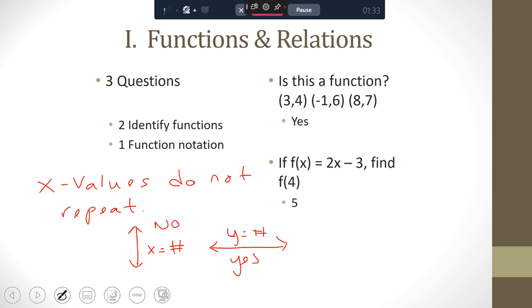So then this one's a set of ordered pairs. We're going to look at just the x values. Do any of my x values repeat? No. So yes, it is a function.